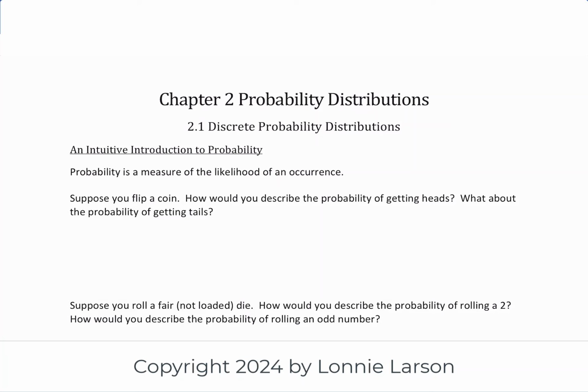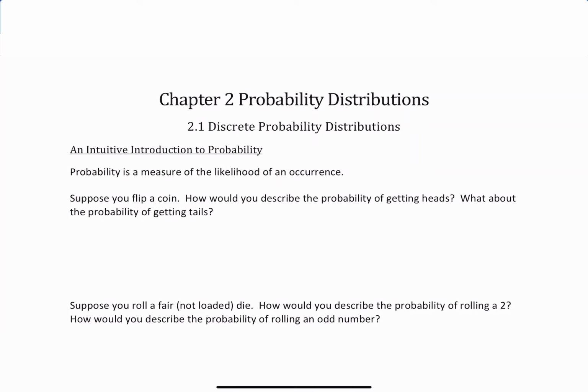In this chapter, we're going to learn about something called probability distributions. But to talk about them, we first need to talk about probability. I'd like to give you a very intuitive introduction to probability, and I'll keep this as simple as possible. Probability is a measure of the likelihood of an occurrence.